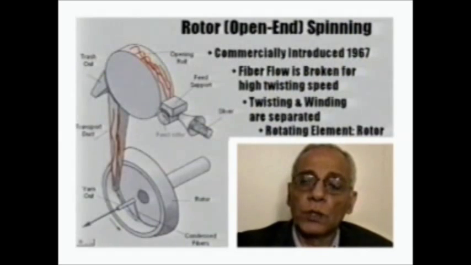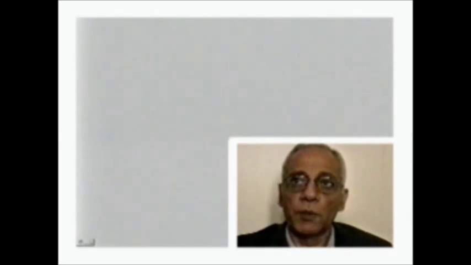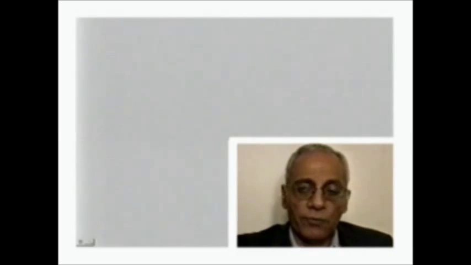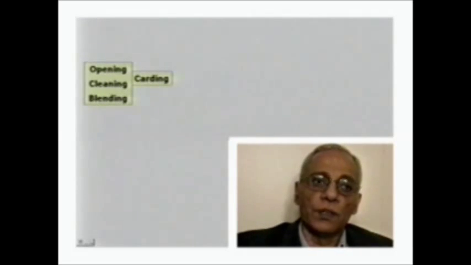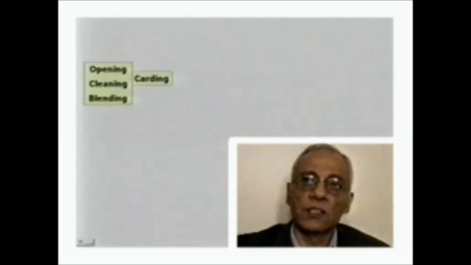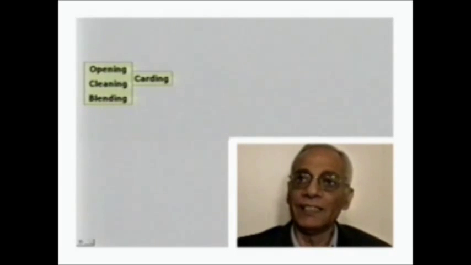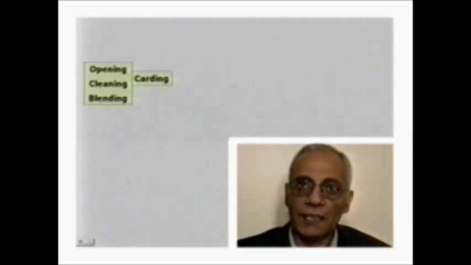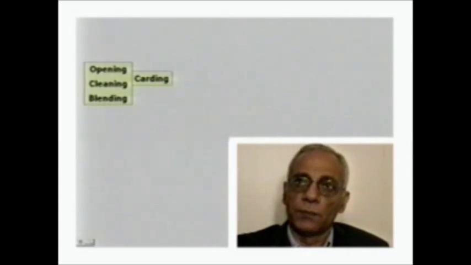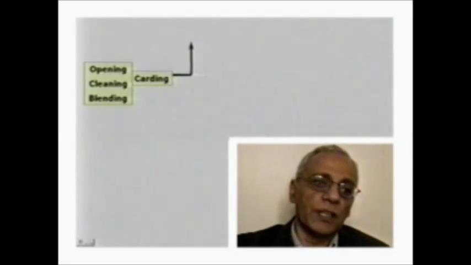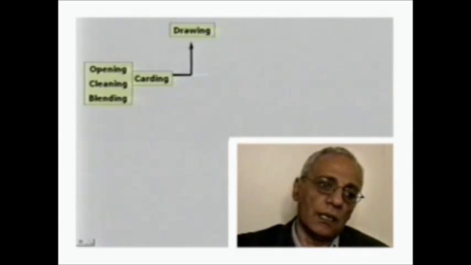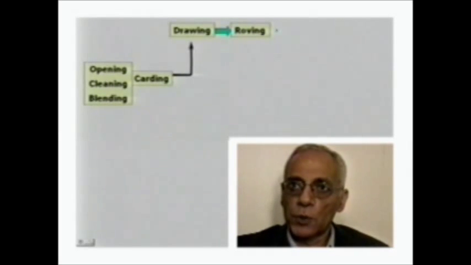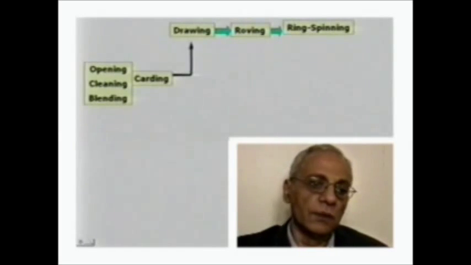Recall what we mentioned early in spinning preparation, that in order to prepare a fiber strand for spinning, we begin with an opening and the cleaning process. Also involved a lot of blending between different fibers, different fiber bales. Then we go to the carding process. After that, we have a drawing process, perhaps one or two drawing passes. And then we go to the roving process to make a ring spun yarn via ring spinning.